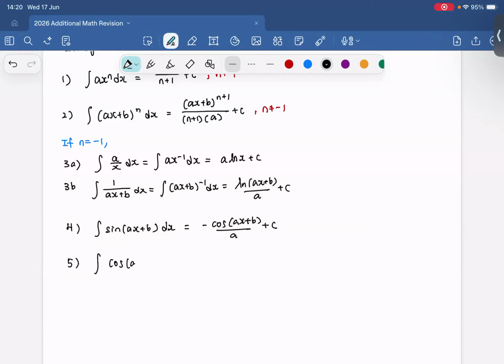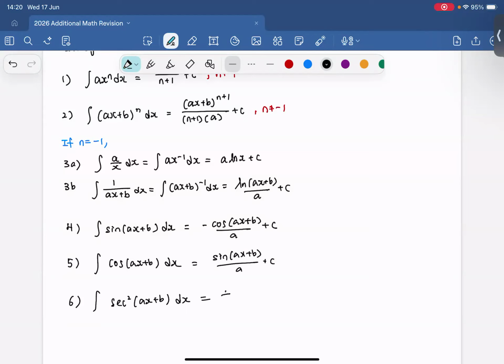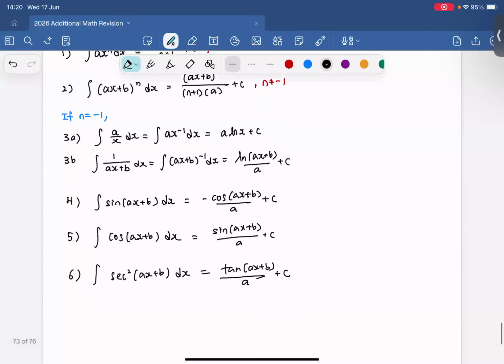Integrate cos ax plus b. Differentiate sine gives me cos, so integrate cos will give me sine. Okay, differentiate tangent will give me secant square, so if I integrate secant square, I will get tangent. So try to recall from the differentiation perspective because the negative can be confusing.